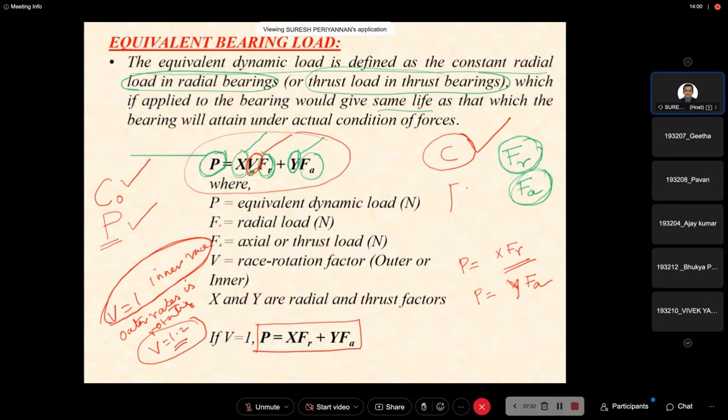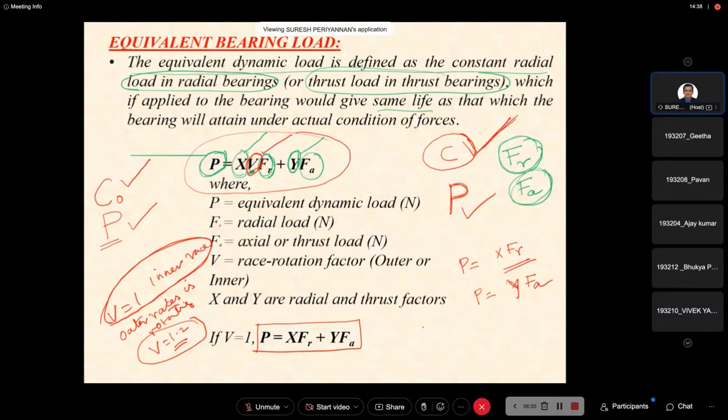P is the equivalent dynamic load. This notation is very important. C is nothing but our dynamic load only. P is the equivalent dynamic load. Now we are going to discuss how to find out the dynamic load, because these parameters are important when we are going to design the bearing and identify the bearing number, which we are going to discuss later.